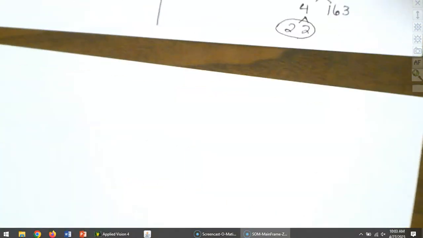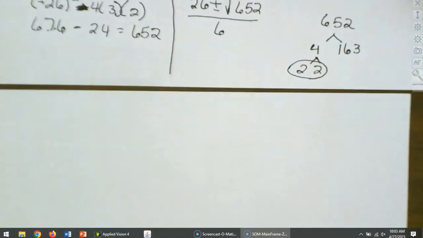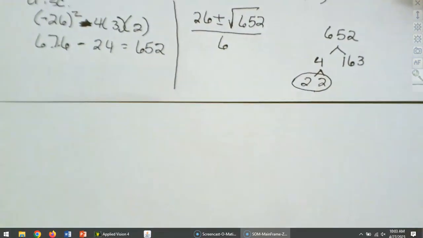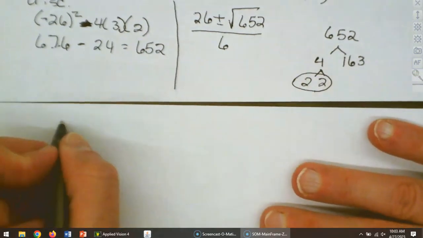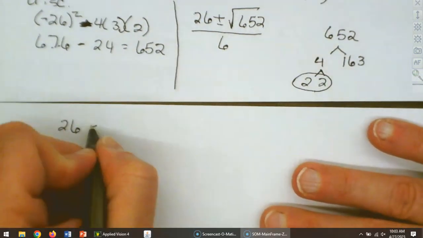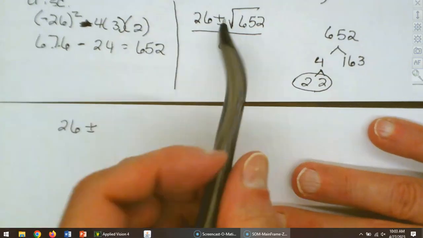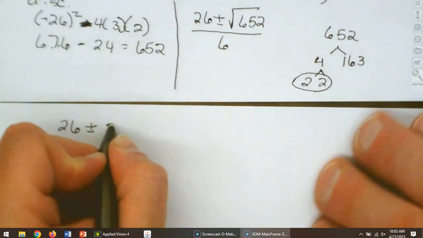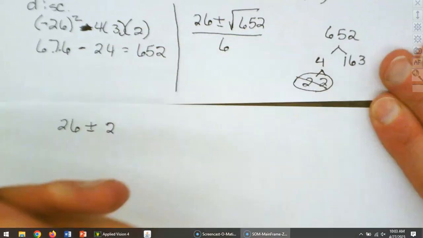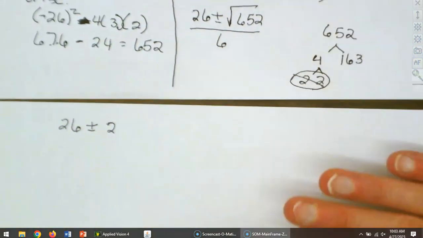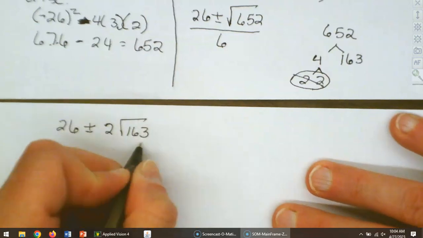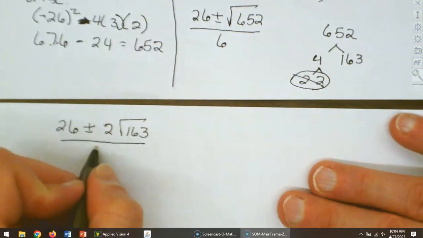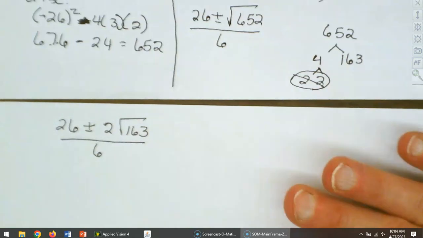Now we're going to rewrite it. So here's what we've got. We broke it down. So now when we rewrite this, we get 26 plus or minus. Now, this is going to break down because a 2 comes out. Okay? So that 2 came out in front. What's left over? Square root of 163. And that is all over now 2 times 3, which is that 6.